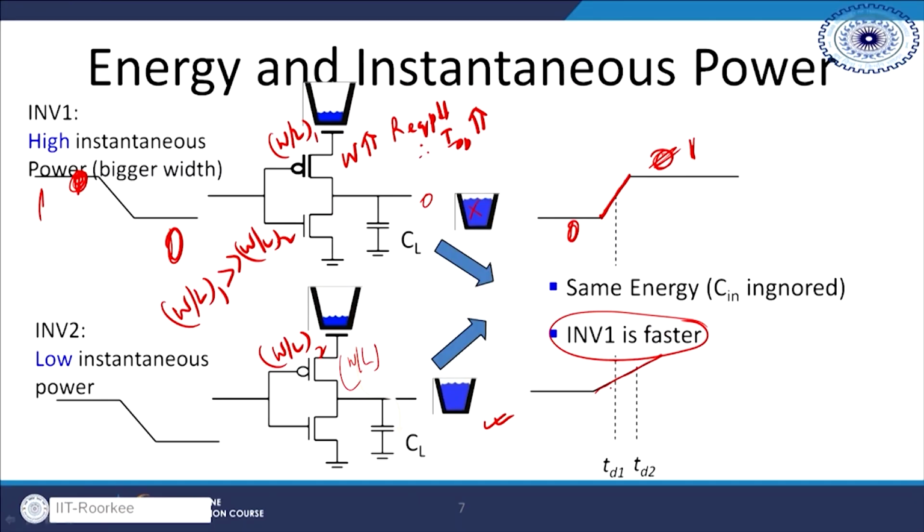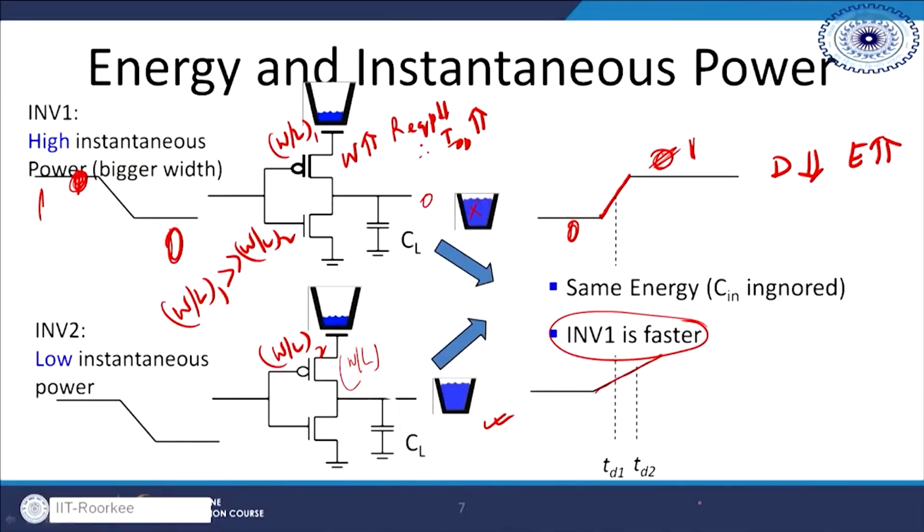Because I am able to do a large amount of transfer within a short period of time, since the delay is lower now, I would expect the energy to be high, and that is true also, because for a smaller duration of time you are sending a large amount of charge. So, the energy is large. So, what happens is that the delay is reducing, but the energy is typically very large in this case, whereas in this case delay is large, and therefore, energy is reduced.